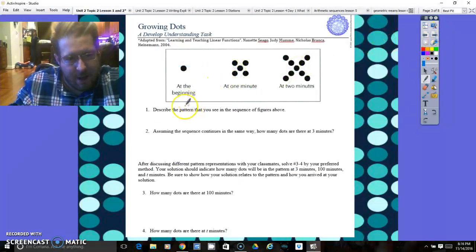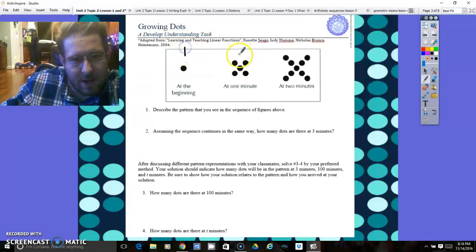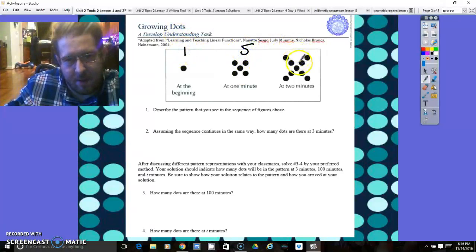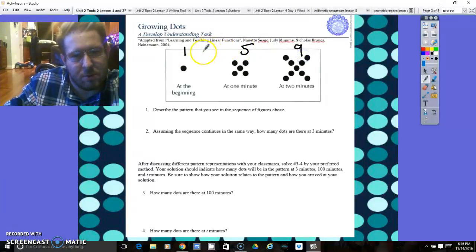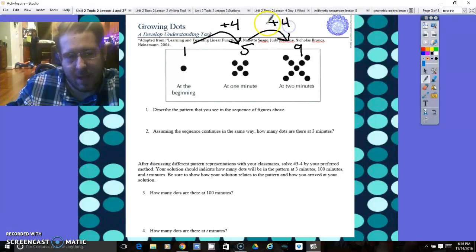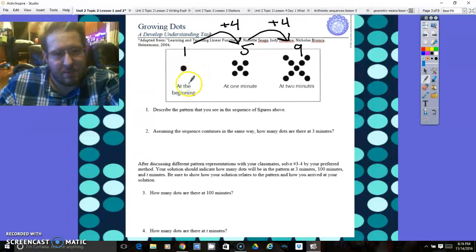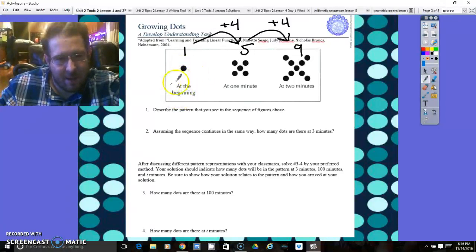So this is growing dots. Describe the pattern that you see in the figures above. So we notice that there's 1 dot here, then there's 5 dots, and then there are 9 dots. So what you should notice is that it's plus 4, plus 4. So this is an arithmetic sequence. It has what we call a common difference. A common difference just means it's being added by the same amount each time, which is going to make a linear equation. Describe the pattern you see, as I just said.